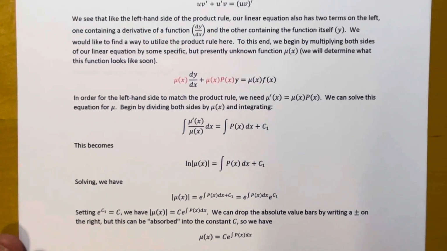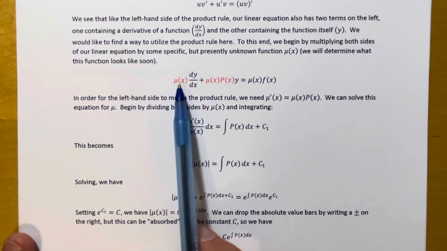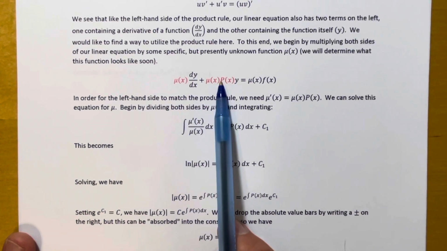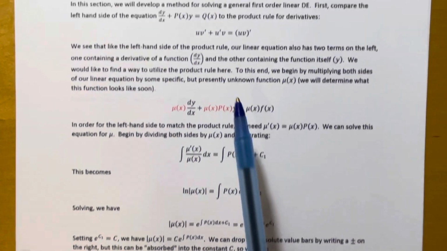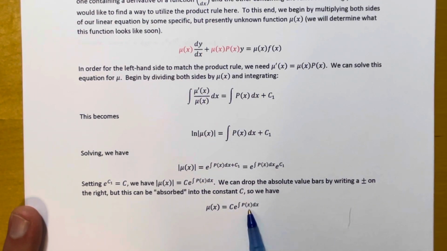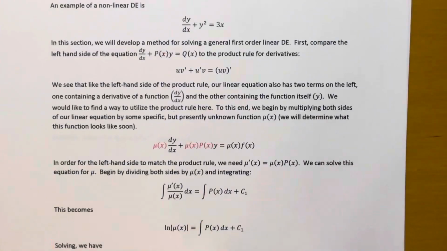Basically what that means is if I want this mu of x to be some function that does what I want it to do, basically turns this into the left-hand side of the product rule right here, then any function that takes this form will do. So to keep things simple, since I can use any function of this form to do that, let's set c equal to 1, so that we just need to worry about e to the power of that integral right there.